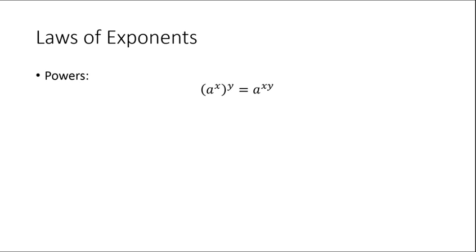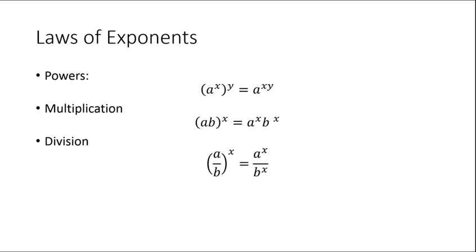If you have an exponent raised to another power, you're going to multiply the two together. If you have a product that is raised to an exponent, you can distribute the exponent into the product as shown here. If you have a fraction raised to an exponent, similarly you distribute the exponent into the fraction.